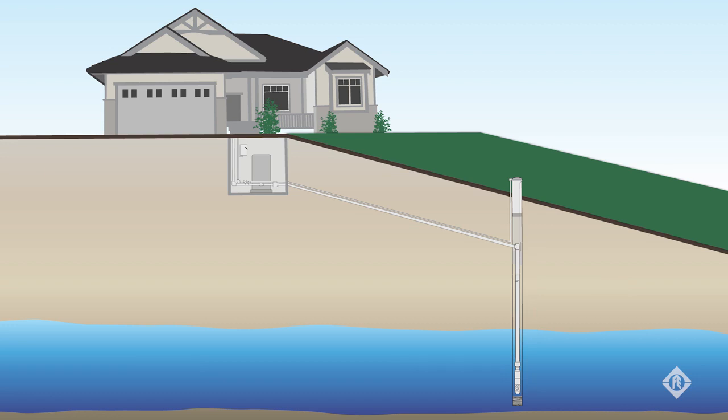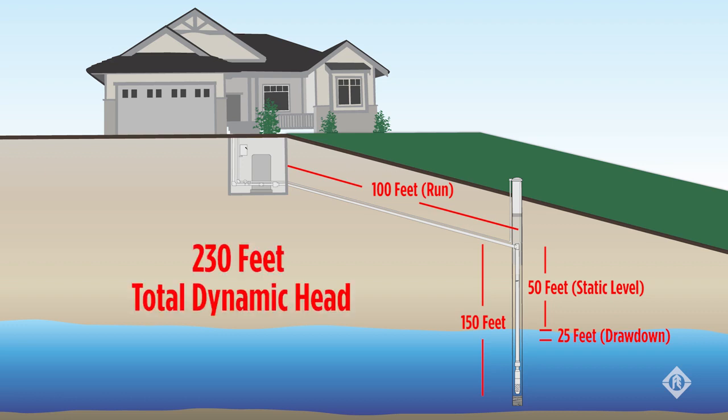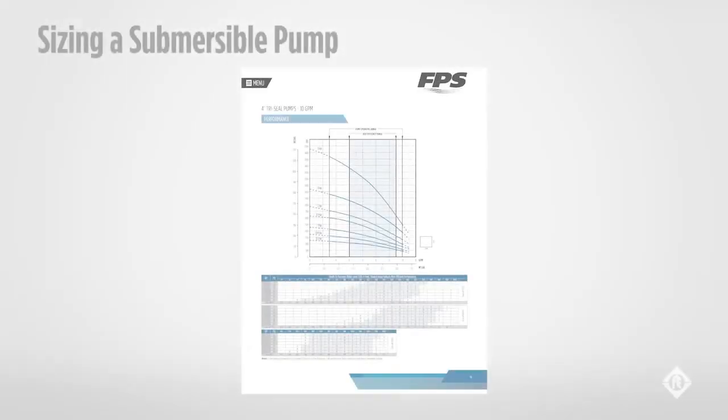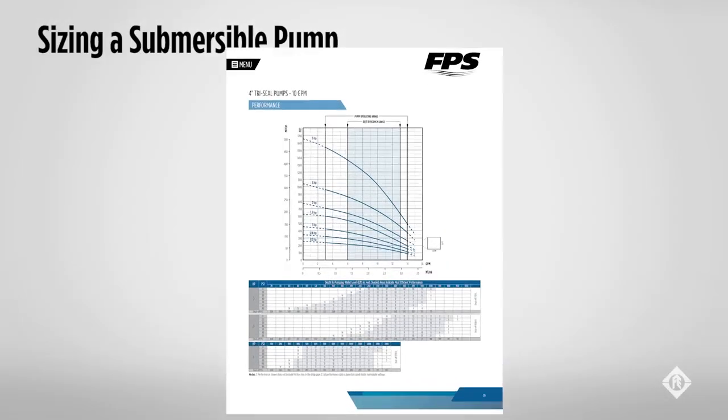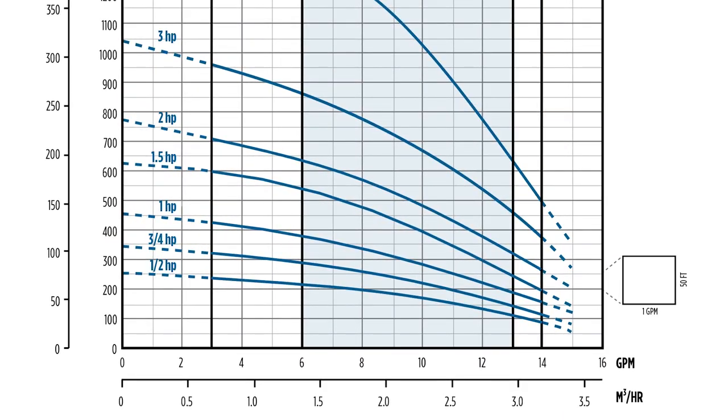For this example, we will say that the house and well are separated by 100 feet and the pump is set at 150 feet with static at 50 feet and a drawdown of 25 feet. With those rough numbers, we will find that we are looking at an estimated 230 feet total dynamic head. This includes several details which need to be considered in sizing. Using the 230 feet of head, we will look at a 10 gallon a minute rated pump since that is the flow we want and the most efficient design for this application.